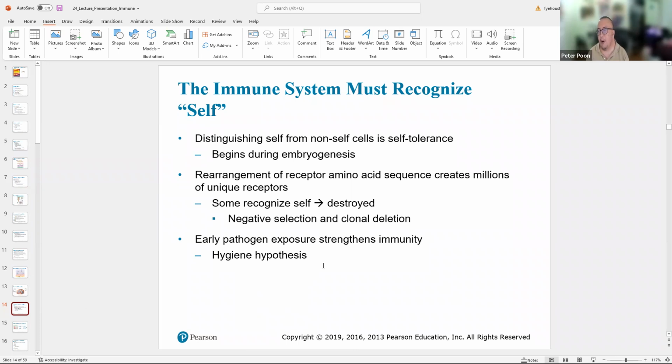Early pathogen exposures strengthen immunity. This is why kids should play in dirt and should be dirty. The hygiene hypothesis is that people who have really good hygiene when they're children end up with allergies. They're allergic to stuff. Sorry, I'm losing my ability to really speak today.